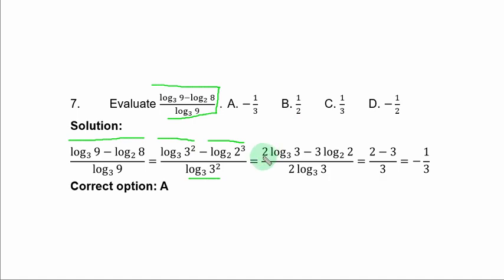So if that happens, you have 2 coming back to multiply log 3 base 3, then you have 3 multiplying log 2 base 2, over 2 multiplying log 3 base 3. From the laws of logarithm, the logarithm of its own base is 1, so this becomes 1, here is 1, and here is 1, and you are left with 2 minus 3 over 2. When you subtract, you have minus 1 over 2. D is the correct option.